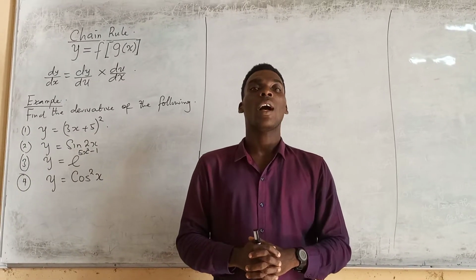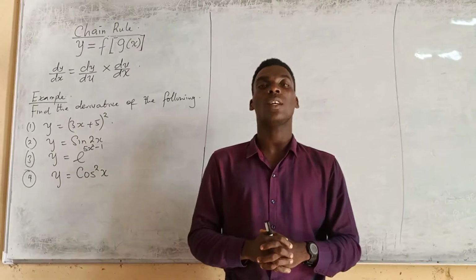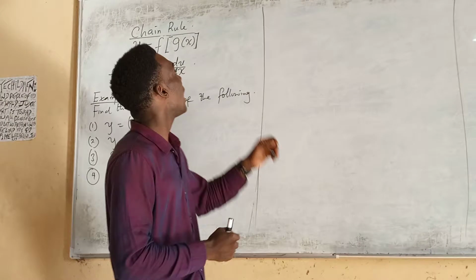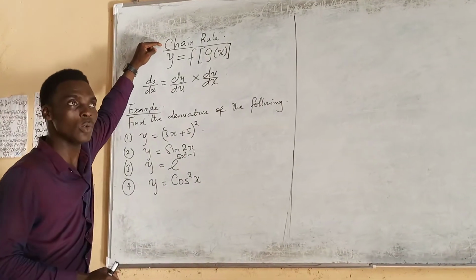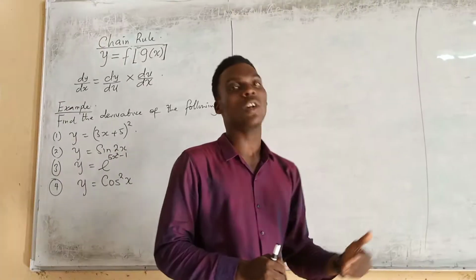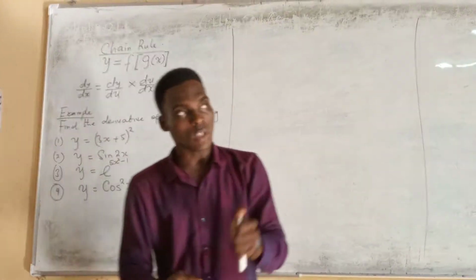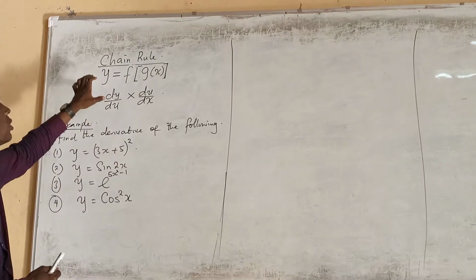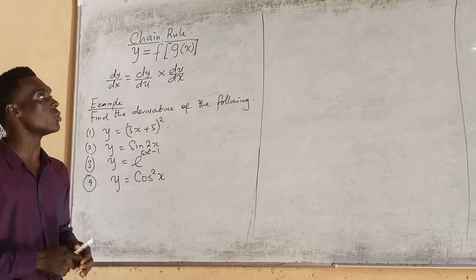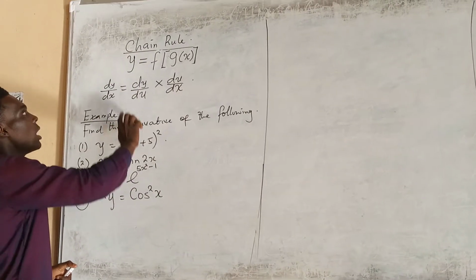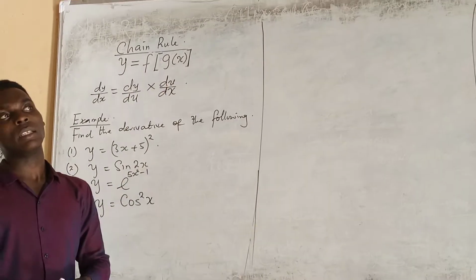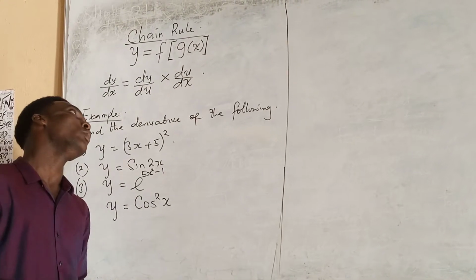And today in this video I will be taking you through another rule of differentiation known as the chain rule. In my previous video I explained how to use the product rule and the quotient rule. So today we are going into the third rule of obtaining the derivative of any function, which is known as the chain rule.